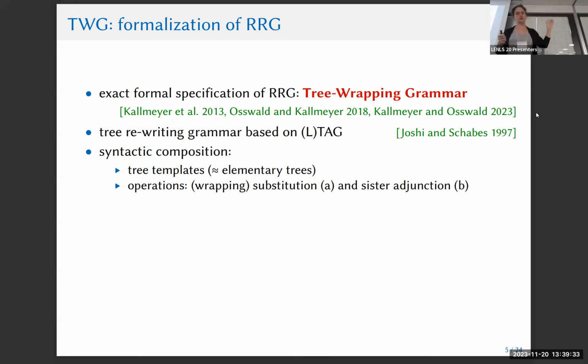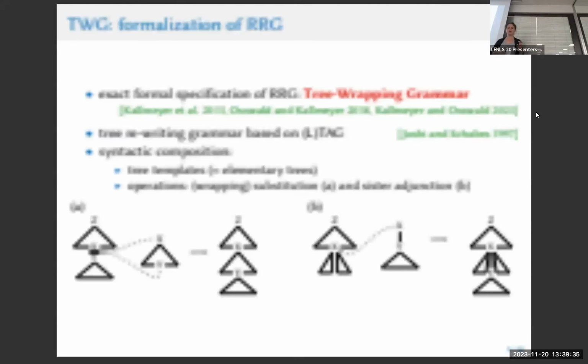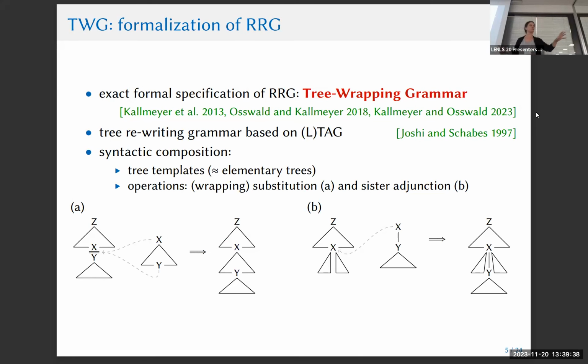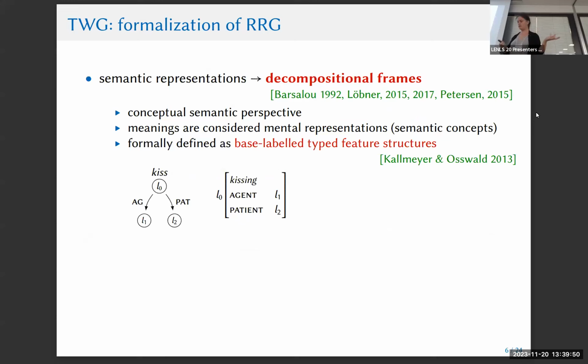So we have a certain set of tree templates or elementary trees, and we have two operations. This is for the hardcore people who like TAG or know TAG. There are some who I know that know TAG already. So there are two syntactic operations that combine trees. That's the syntactic side of the story. The semantic representations are given in decompositional frames. In the original theory of RRG, the semantic representation is also a decompositional system based on Dowty, Vendler, etc. So formalization using decompositional frames is a pretty straightforward step.